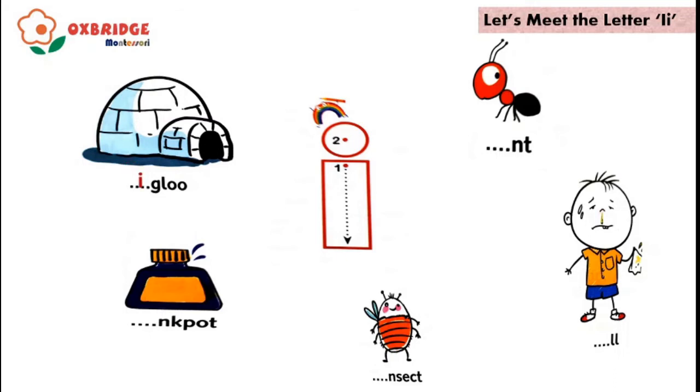Next we have ink pot. To find out the beginning sound of ink pot, we will say it slowly and focus on the beginning sound. Ink pot, it produces I sound at the beginning. Next we have insect, I, insect. Then we have ant. To say ant, we don't have to produce I sound. This is ant, not int. So ant begins with A. Next we have a boy who is not feeling well. He is ill. The beginning sound of ill is also I.